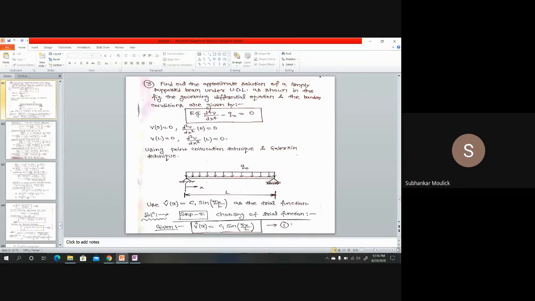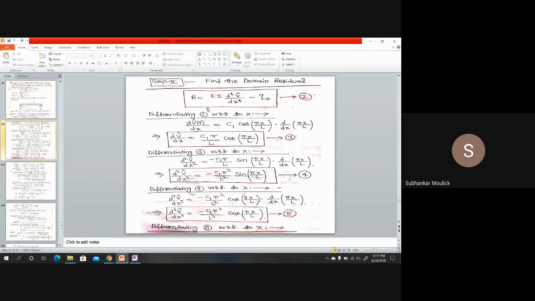That means if this q naught is present on the right hand side, you have to bring this q naught to the left hand side. Then the residual becomes E into I d to the power 4 v cap upon dx to the power 4 minus q naught. This is my residual. Equation number 2. Is it clear?